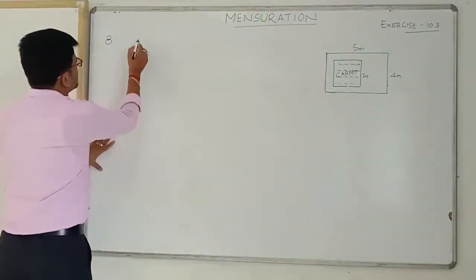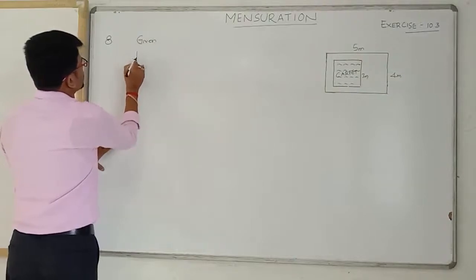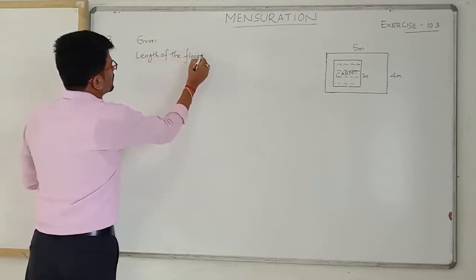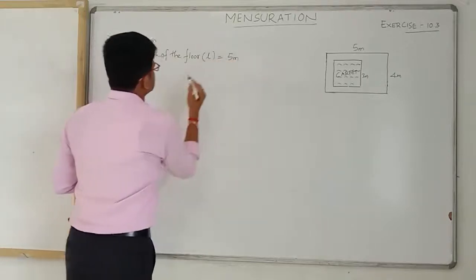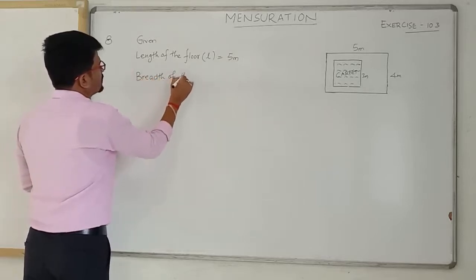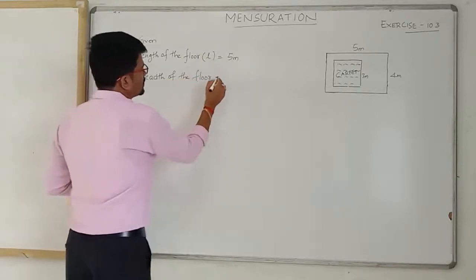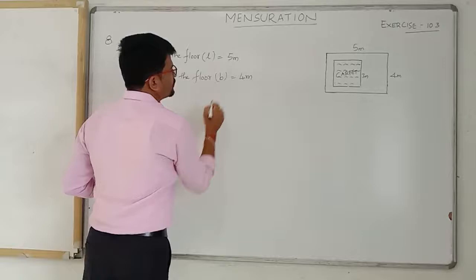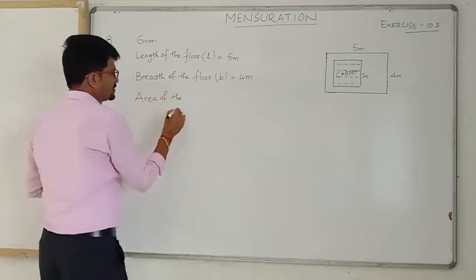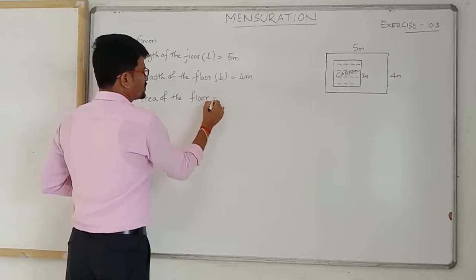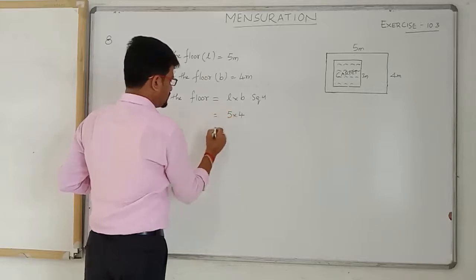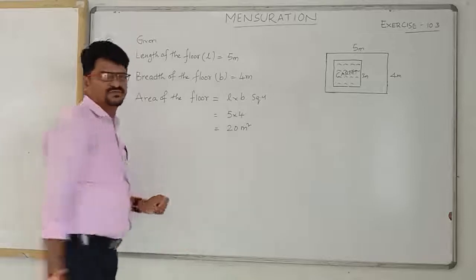Now find it. Given length of the floor, L is equal to 5 meters and breadth of the floor 4 meters, then area of the floor is equal to L into B, that implies 5 into 4, that implies 20 meters square. This is the area of the floor.